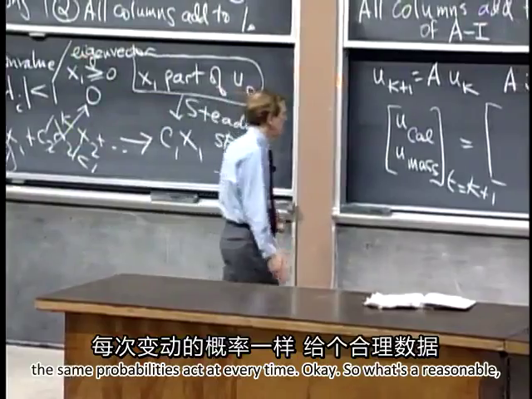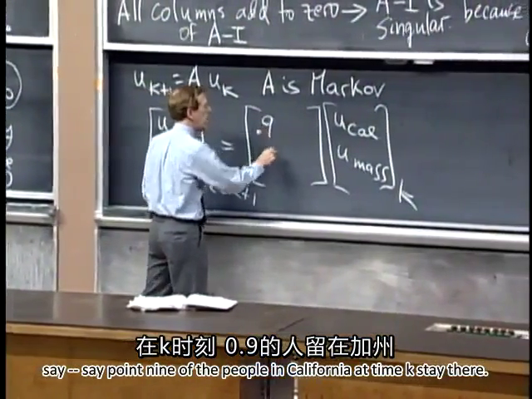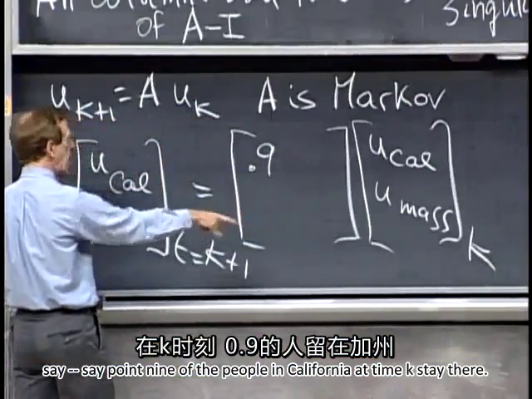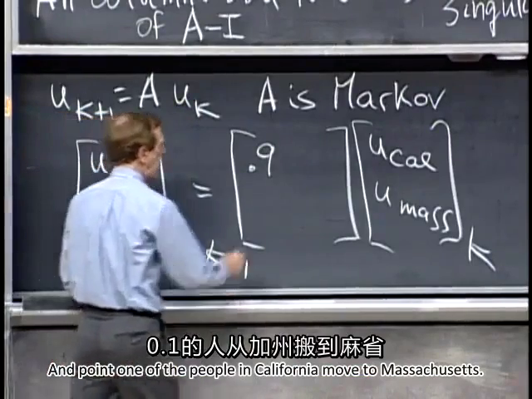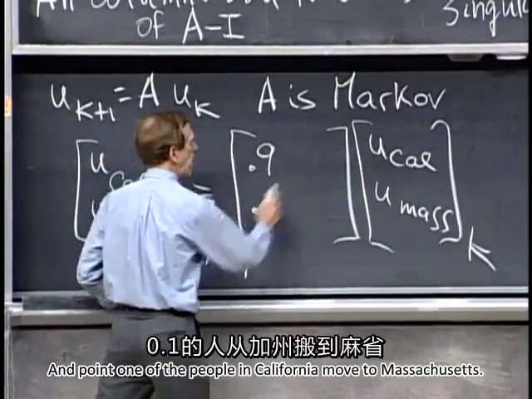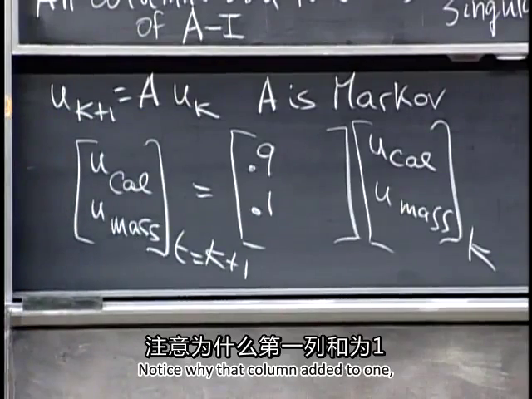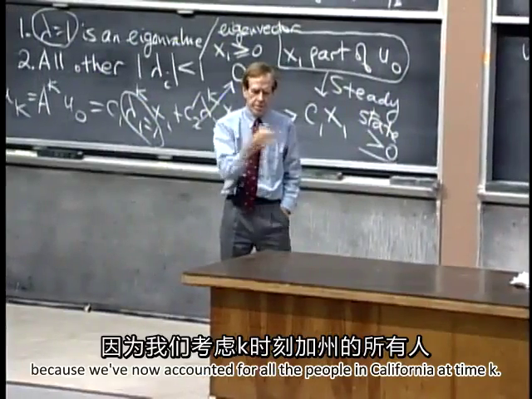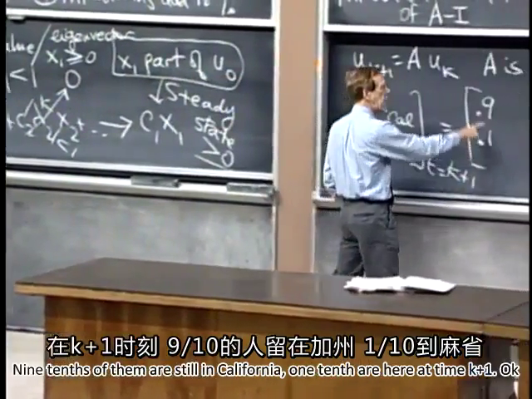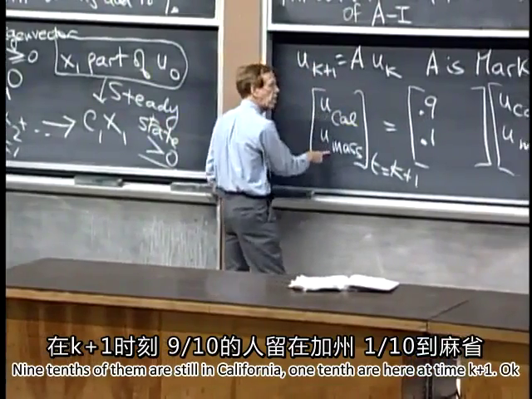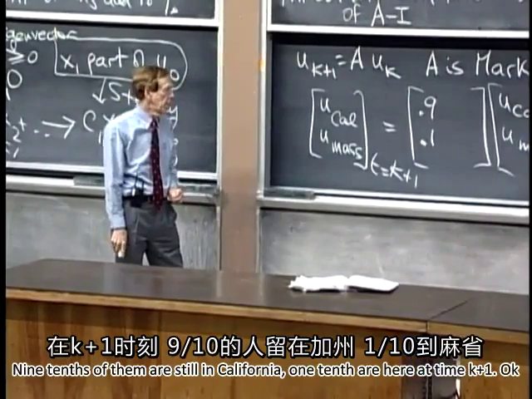OK, so what's a reasonable number? Say 0.9 of the people in California at time k stay there. And 0.1 of the people in California move to Massachusetts. Notice why that column added to 1. Because we've now accounted for all the people in California at time k. 9/10 of them are still in California. 1/10 are here at time k plus 1.